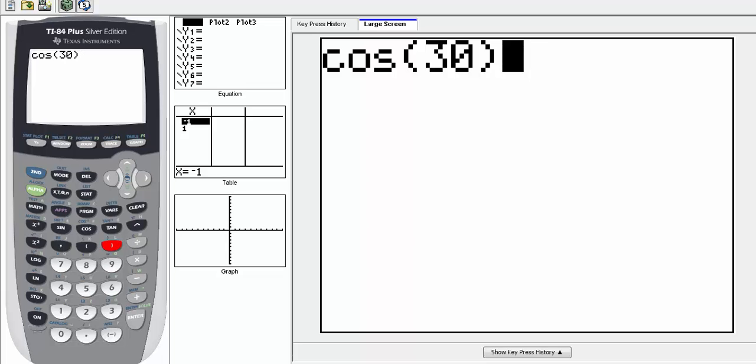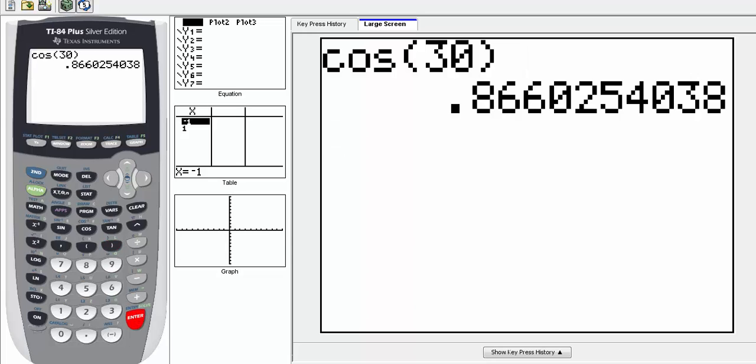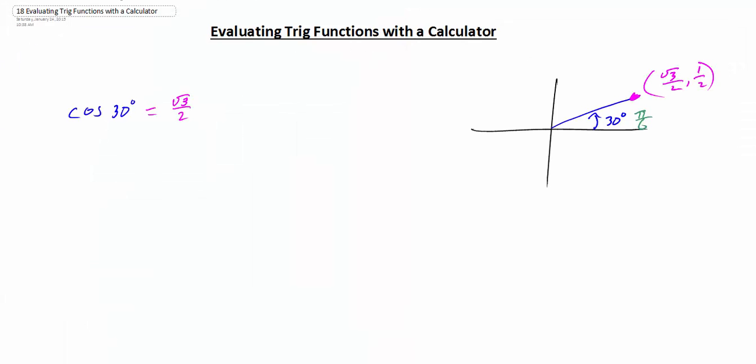So we type in cosine of 30, we hit enter, and we get this decimal answer. And that is the answer the calculator gives you. This is where you come up with an approximate answer, 0.866. So here, from the calculator, we get an approximate answer of 0.866. And we can verify that. We know the exact answer was square root of 3 over 2.